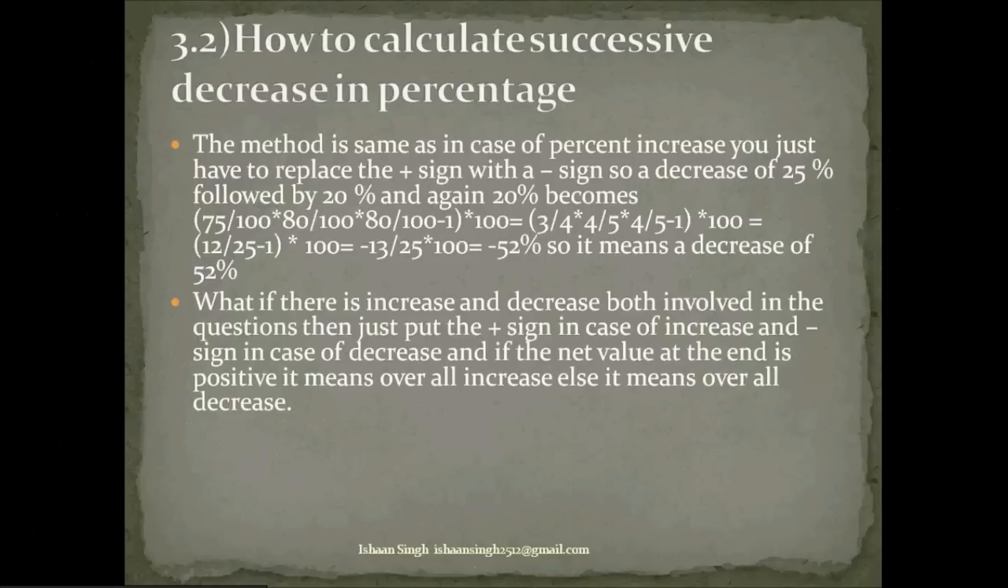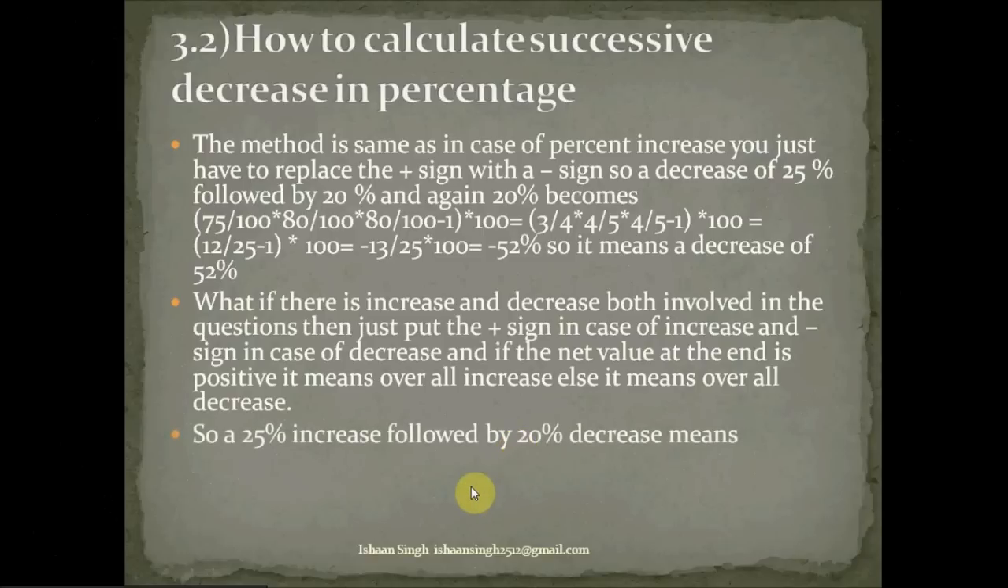So in the numerator, the decrease will become 75 by 100, then the increase here will become 120 by 100, and then the decrease of 20% will again become 80 by 100. Rest, the formula will remain the same. So let's move on and see.